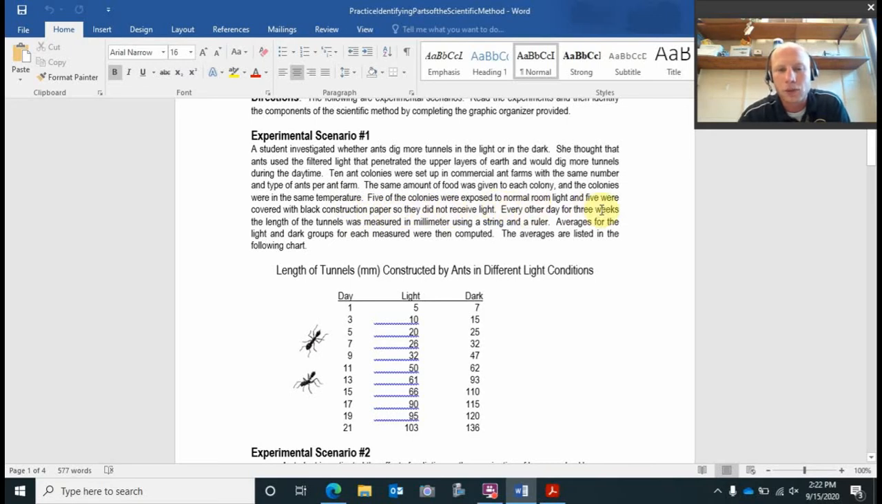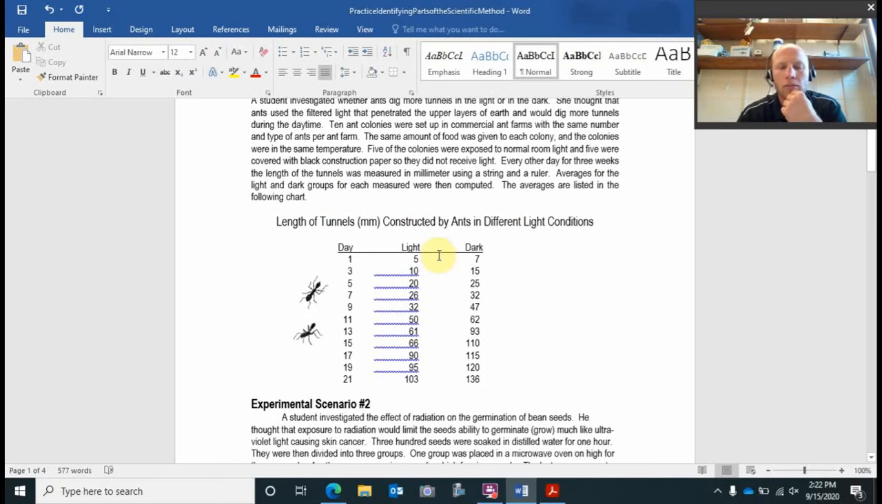Every other day for 3 weeks, the length of the tunnels was measured in millimeters using a string and ruler. Averages for the light and dark groups were then computed. The averages are listed in the following chart.